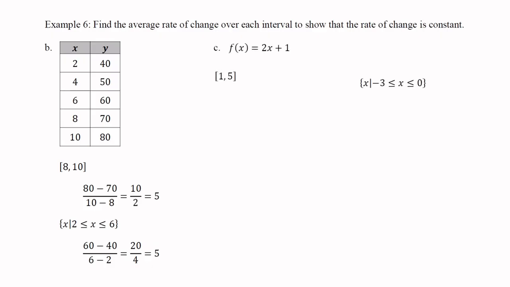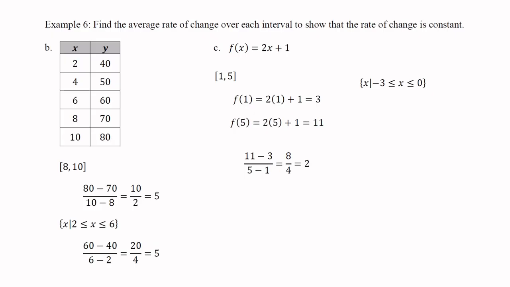Here in C, we have an equation, and we're going to look at 1 to 5, and we're also going to look at negative 3 to 0. So we're going to plug in our 1 and our 5 into our equation to get 3 and 11 for our y's. Put it into our rate of change, we get 8 over 4, which is 2.